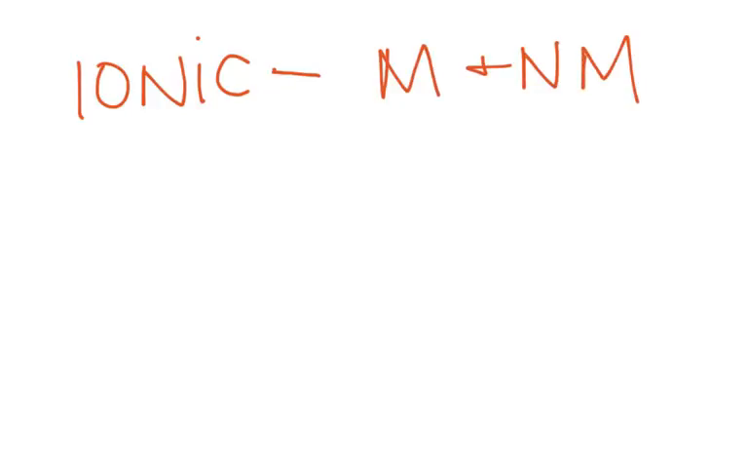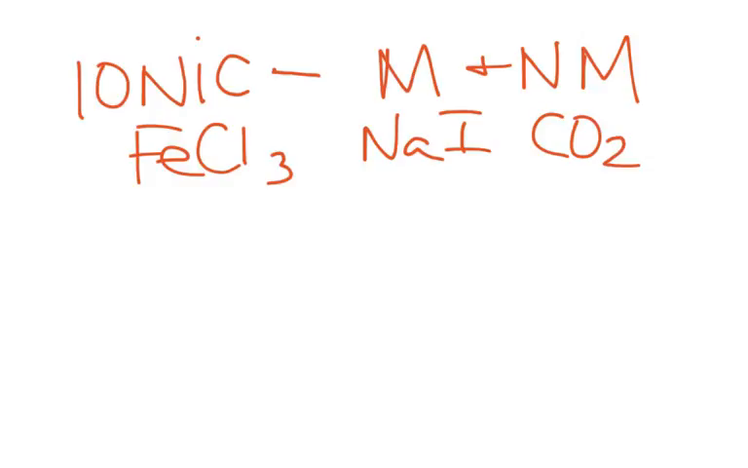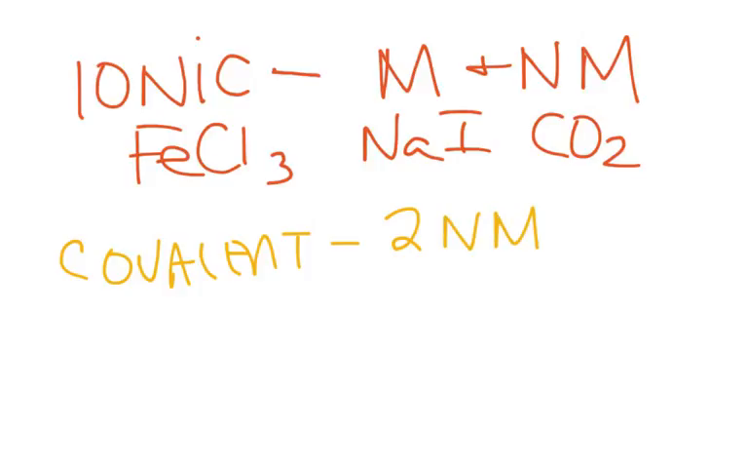So, very simply, we've talked about how to do this with electronegativity, but we're going to go back to simplicity. Ionic compounds are made of a metal and a nonmetal. So if you're given a list of compounds, FeCl3, NaI, CO2, and you're asked which is ionic and which is covalent: ionics are a metal and a nonmetal. Covalent, if you remember, are going to be either two nonmetals or a nonmetal and that special guy known as hydrogen.